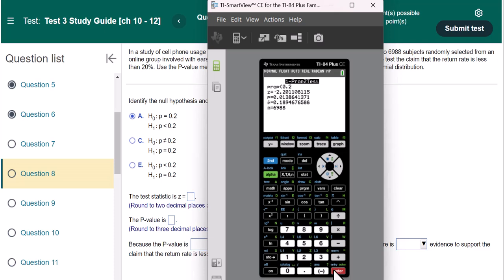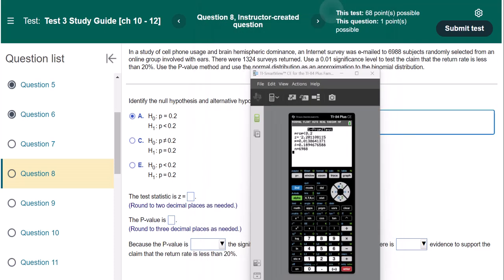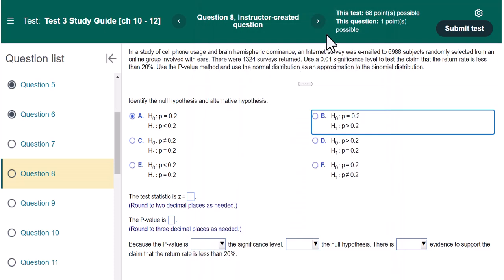P-value is 0.0139. And we're testing against 0.01. So this p-value is bigger than 0.01.